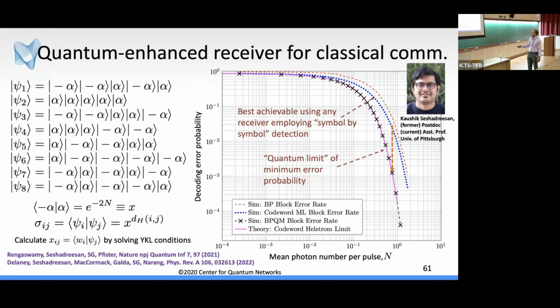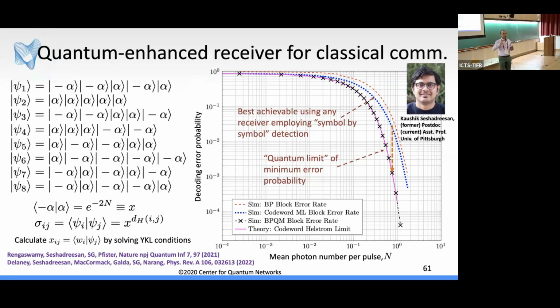But the rest of the paper was about finding an actual receiver that achieves it. And that's something I will not be able to go into today. There's a technique called belief propagation in classical decoding theory. But we know that if I detect symbol by symbol each of the 5 coherent states, I will not be able to get to the quantum limit.